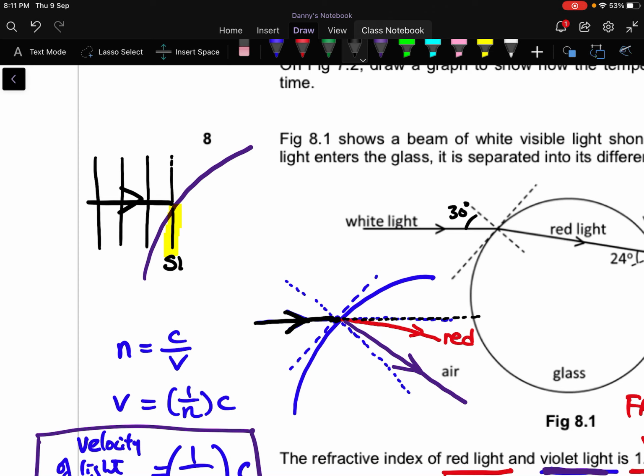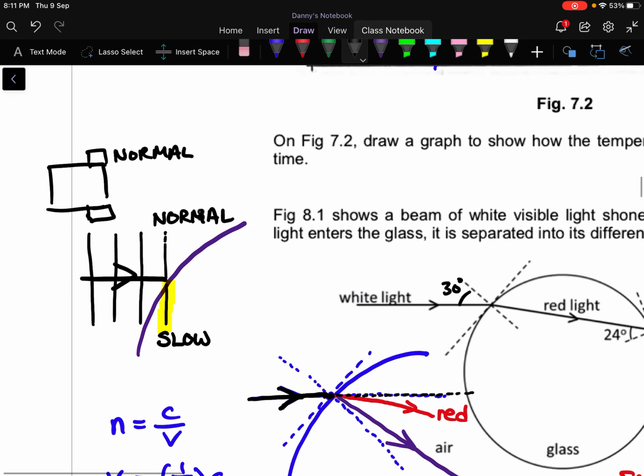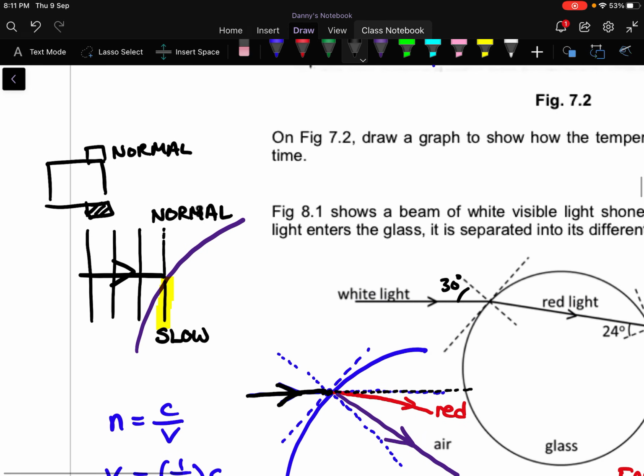If it enters first, that means this part here, when this part enters the glass first, so one part of the light will enter the glass first. So the bottom part will enter the glass first and it will slow down. But the other part of the light is still going at normal speed. So it is like you having a car, you have two wheels like that. This wheel is going at normal speed. And then the other wheel, the bottom wheel, has slowed down. How will your vehicle turn?